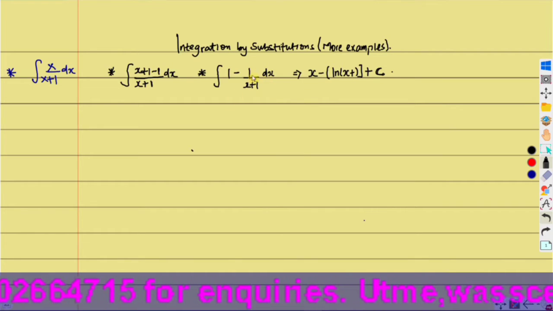Now, something has happened here because I did not give you a direct formula for how to integrate 1 over a linear function with a coefficient. If you look at it, the only function I gave you is 1 over x, which I said is natural log of x. But 1 over x plus 1, I'm saying it's natural log of x plus 1. So now my question is, what about if it is 1 over 2x plus 1? Will it be ln of 2x plus 1?